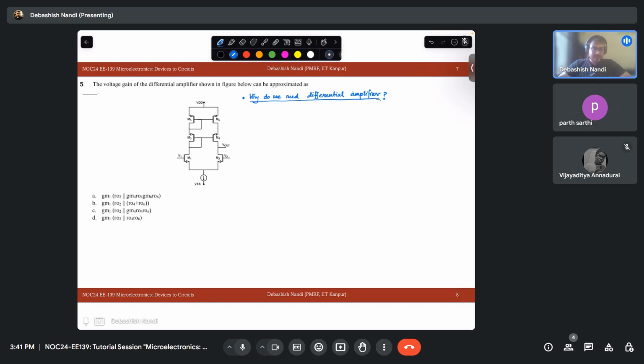We need to understand it from the very basics, why it is required and how it is made with the tools we already have. So why do we need a differential amplifier? What is a differential amplifier? Your output will be the difference of two inputs times some amplification factor, right? This is what a differential amplifier is. Can you think of a situation where this is required?